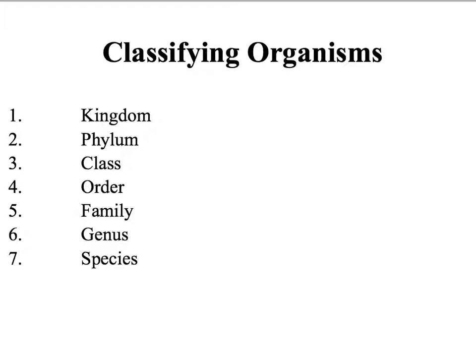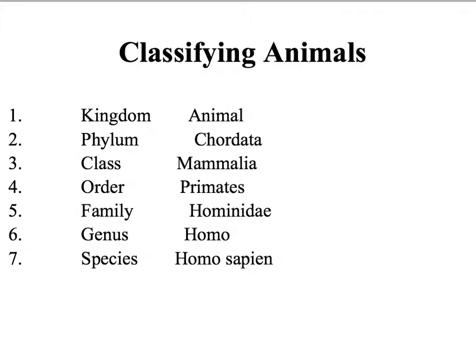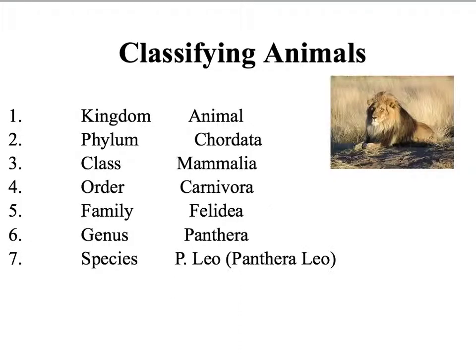Starting from kingdom at the top, groups get smaller until you end up with 1 species of organism at the bottom. A good mnemonic to help you remember this is King Philip came over for good soup. Here is an example of how human beings are classified. This second example shows us the classification of a lion.